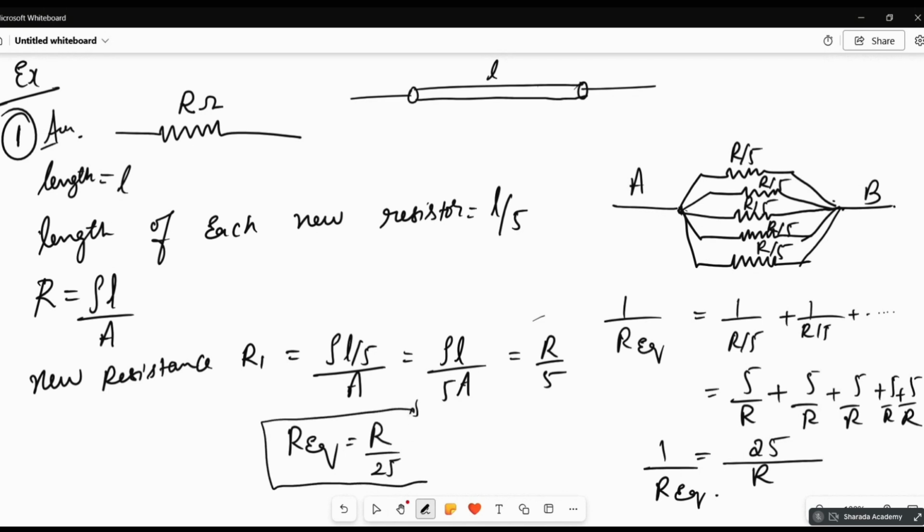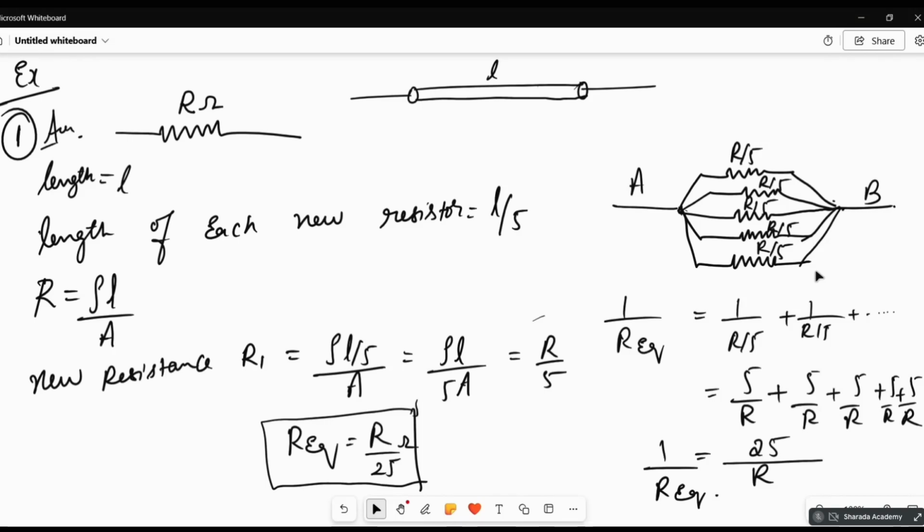So this is the resistance. See, again I repeat. There is one resistor whose resistance is R ohms. Its length we will take as L. That he will divide into 5 resistors. So each resistor length will become L by 5. Like that, now you have 5 resistors. All these you will connect in parallel like this. You have to find the equivalent resistance of that.